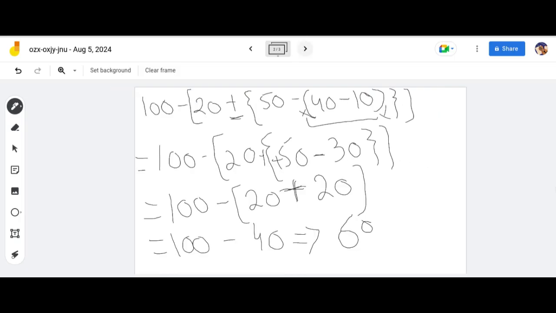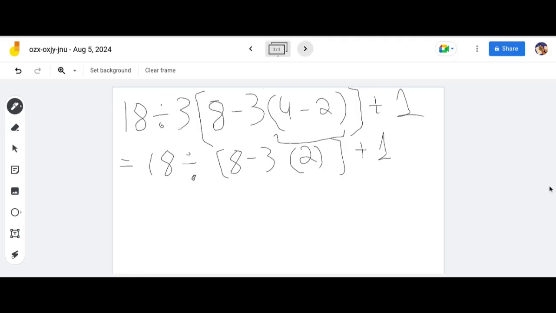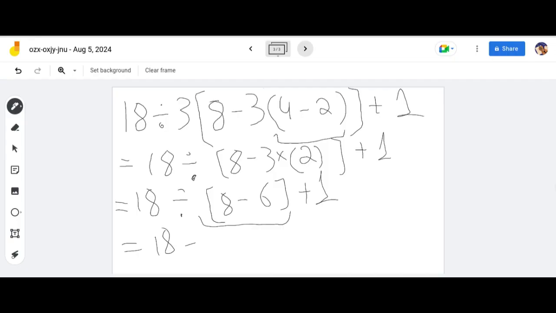For example, look here. Now here we have an example, 3 into 2. So we can simplify 3 with 2, then do the multiplication here. The answer will be 6. 3 2s are 6. So 18 divided by the square bracket. We solve the multiplication, 3 2s are 6, and then plus 1. Now we have to solve this bracket. After that, 8 minus 6 is 2, and then we have plus 1.